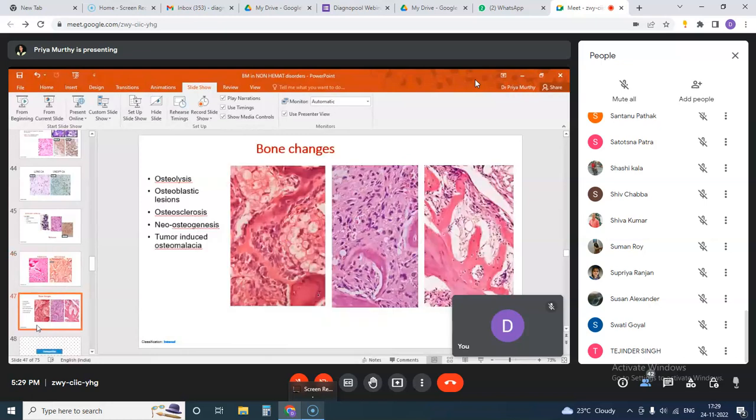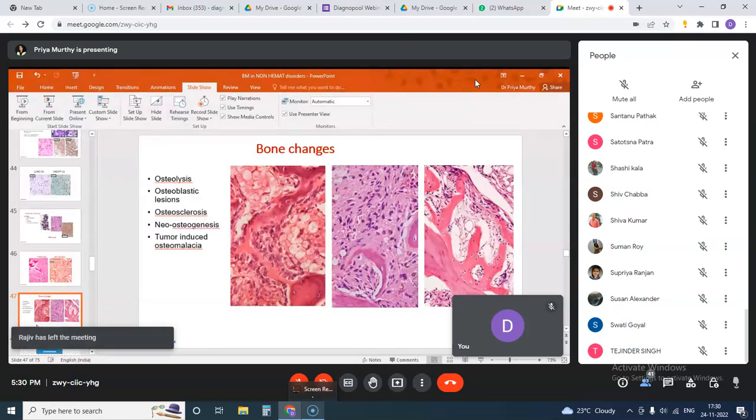There are some bone changes also that we come across in metastasis. It could be osteolysis, can be local or generalized. Local is at the site where the metastasis has happened, or generalized when parathormone-like peptides are released as a part of paraneoplastic syndromes, and there is diffuse osteolysis.